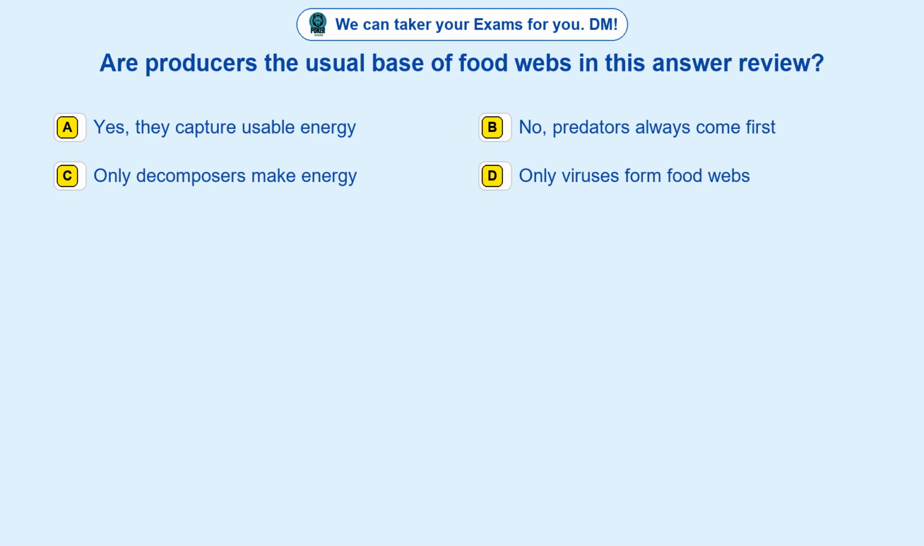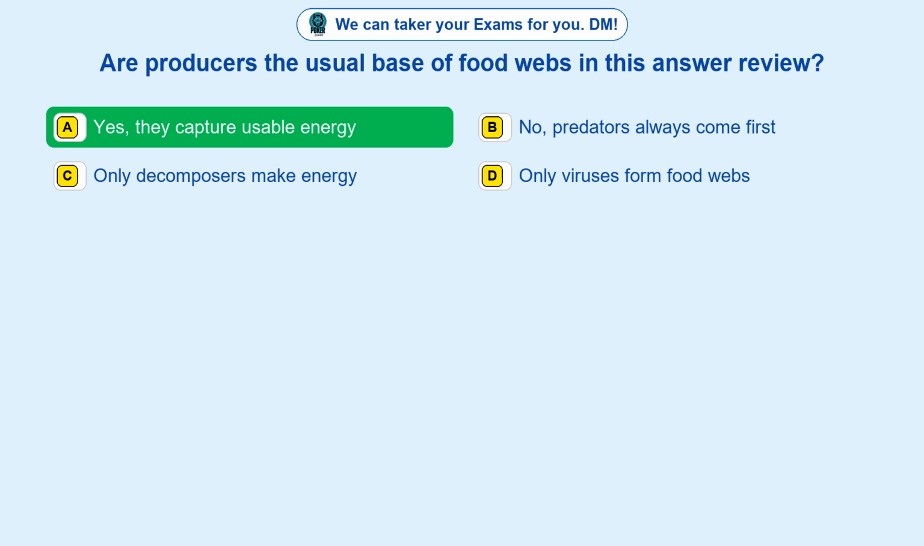Question 17. Are producers the usual base of food webs in this answer review? Option A. Yes, they capture usable energy. Option B. No, predators always come first. Option C. Only decomposers make energy. Option D. Only viruses form food webs.